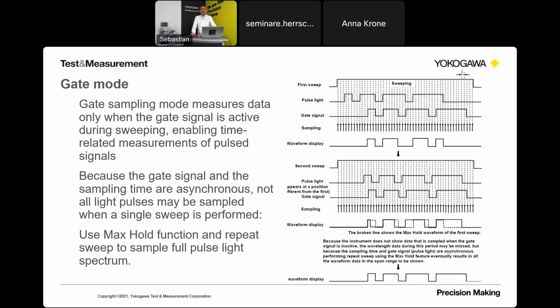As the gate sampling mode measures the data only when the gate signal is active, we can make time-related measurements of pulse signals. But because the gate signal and the sampling time of the instrument may be asynchronous, not all pulses of the light may be sampled in a single sweep. To capture the full spectrum related to a given point in time, we can use the max hold function and do repeated measurements of the spectrum to achieve the complete spectral shape of the signal.